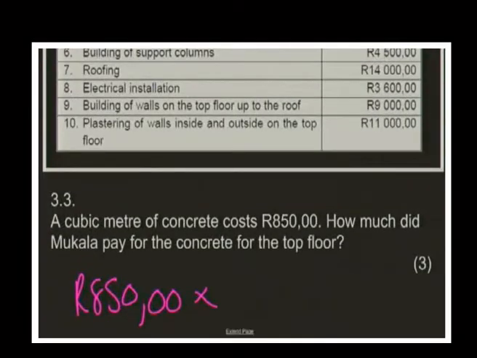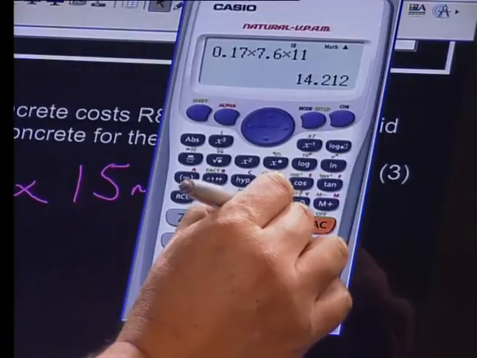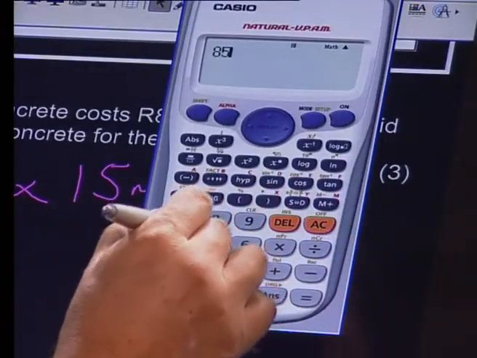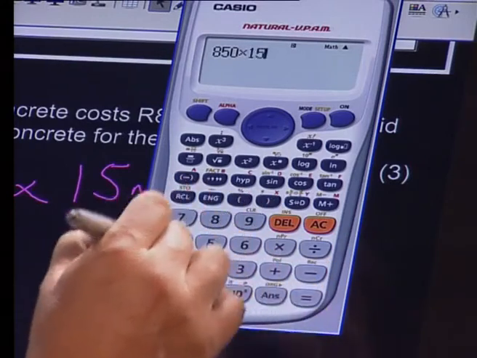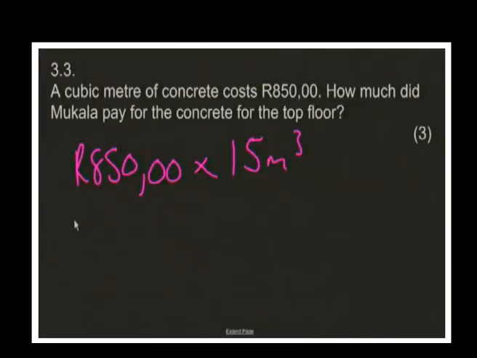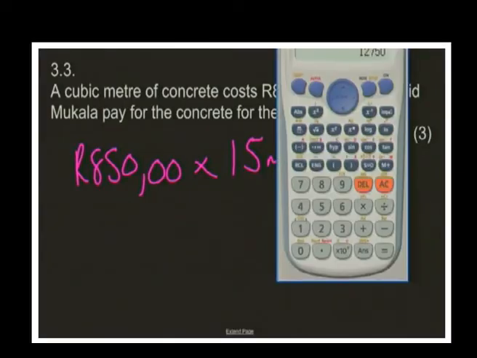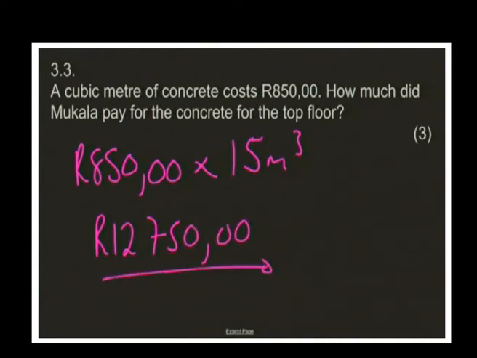So here's the cost. How many am I buying? I'm buying 15 cubic meters. We take our calculator and we say, right, we've got 850 Rand that we're paying for 1 cubic meter. I want 15 of these, so it's actually going to cost me, and here it is, let's read the answer before I get rid of it, 12,750 Rand. So 12,750 Rand is what I'm paying for that concrete. Happy?